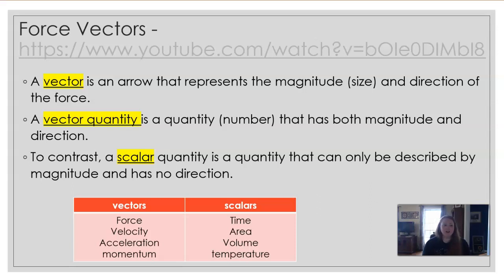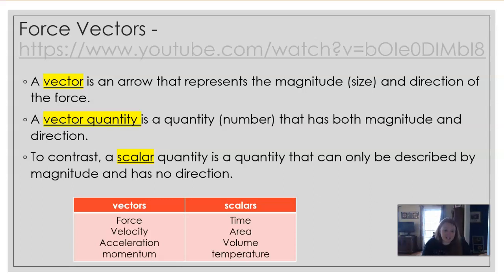Okay, when we talk about a force vector, that arrow is going to point in the direction of the force. And the length of that arrow, the size of the arrow, represents the magnitude of the force. That's why I said it's important to draw bigger forces with bigger arrows and smaller forces with smaller arrows.